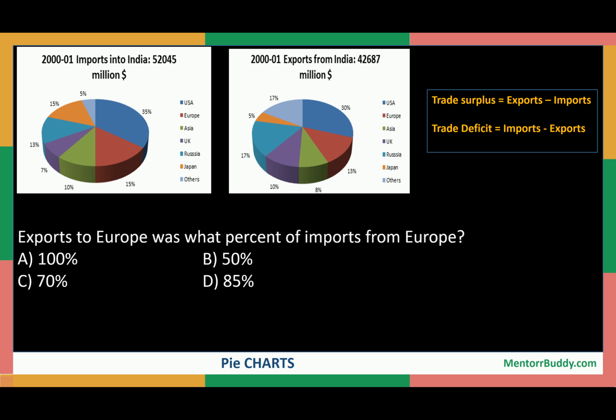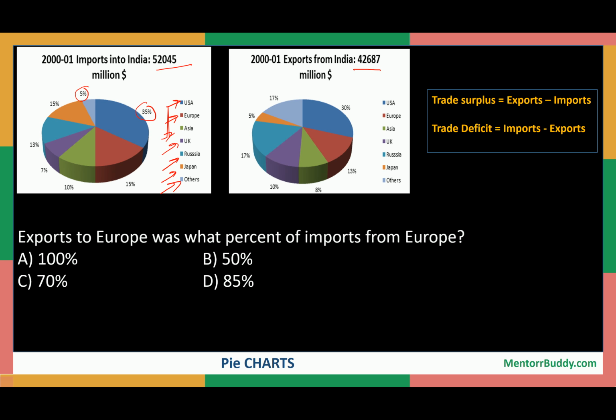Different regions have been represented with different colors, as you can see: USA, Europe, Asia, UK and Russia, Japan and others have been represented with different colors in this chart, and the distribution is given in terms of percentages. The total value is called 100%, and out of the 100% it has been distributed in different percentages. Similarly for export also the total value is given. Similarly for import, the total value is given and that total value is distributed in terms of percentages.